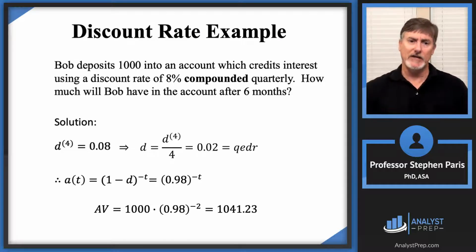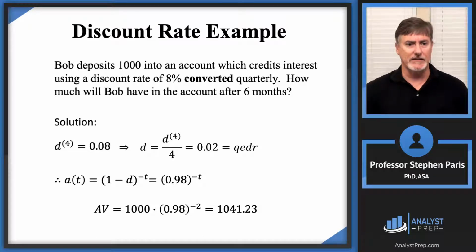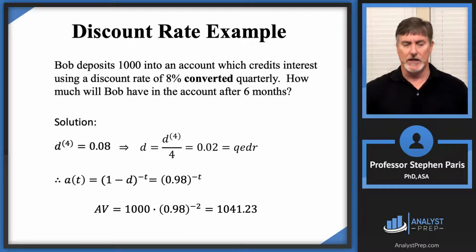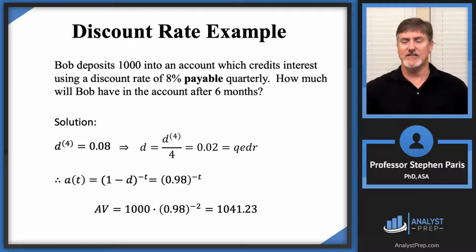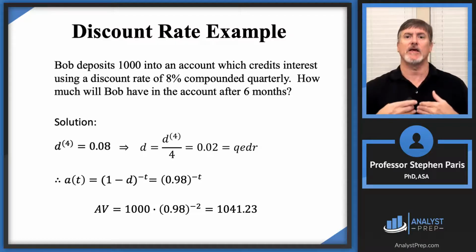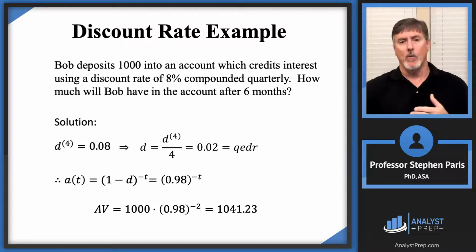I just want to remind you of some synonyms. If the problem said converted quarterly, that's just a synonym for compounded quarterly. I get the exact same solution. It might say payable quarterly. Those are just synonyms. It could say compounded, converted, or payable. All mean the same thing. You're going to do the problem the same way. You're most likely to see it as a compounded quarterly problem, 8%, and then following that, compounded tells me that's a nominal rate.